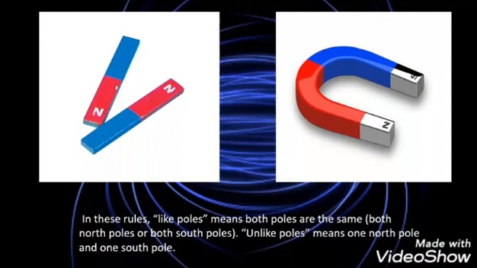A piece of unmagnetized iron or steel can be magnetized by stroking with one pole of a permanent magnet.